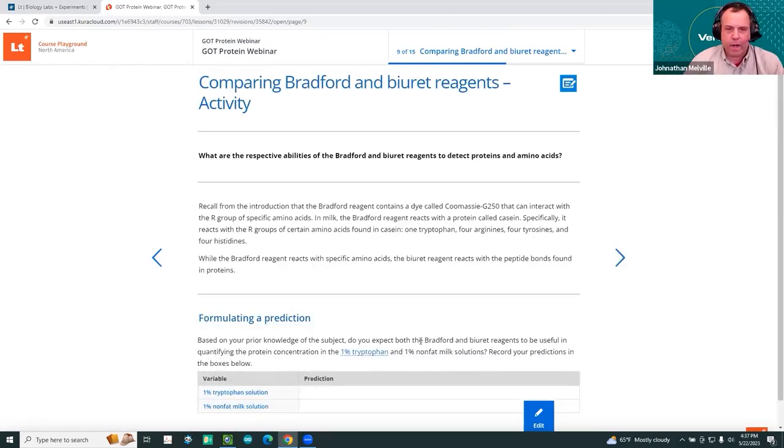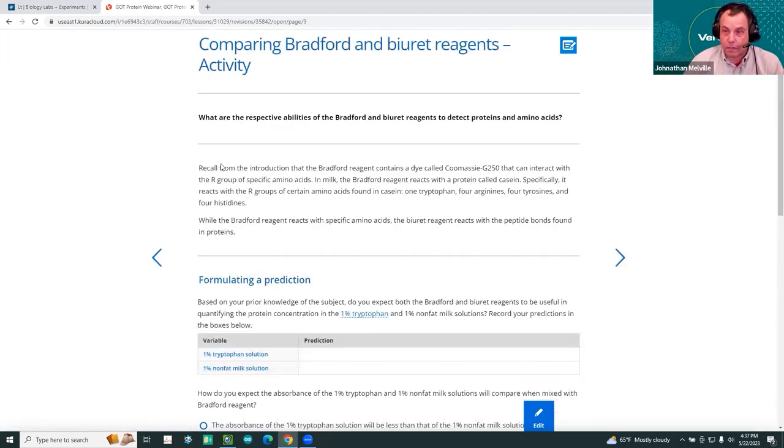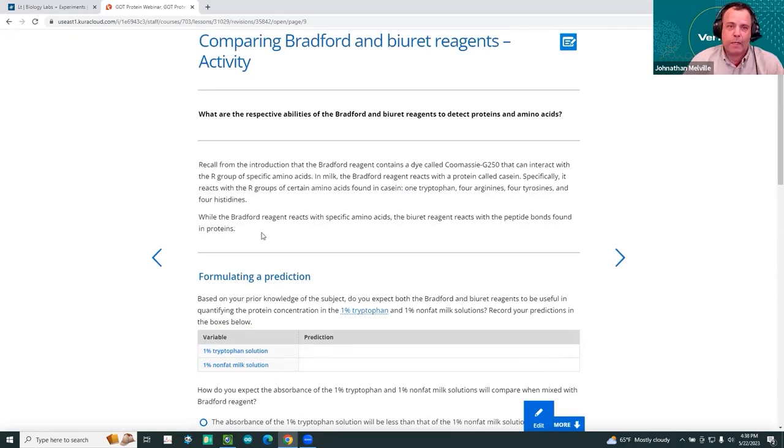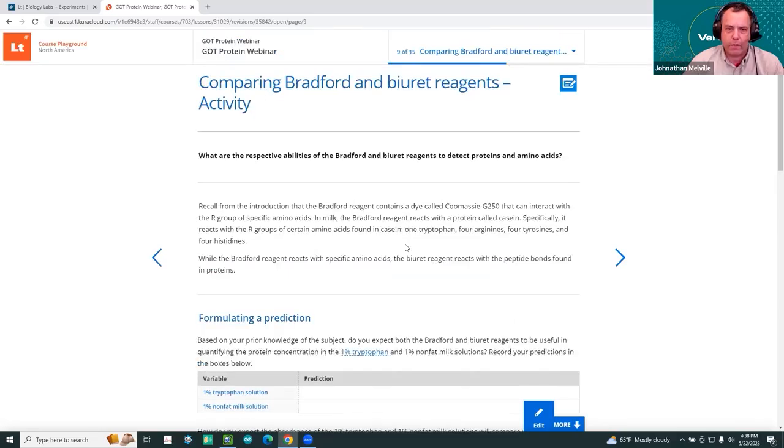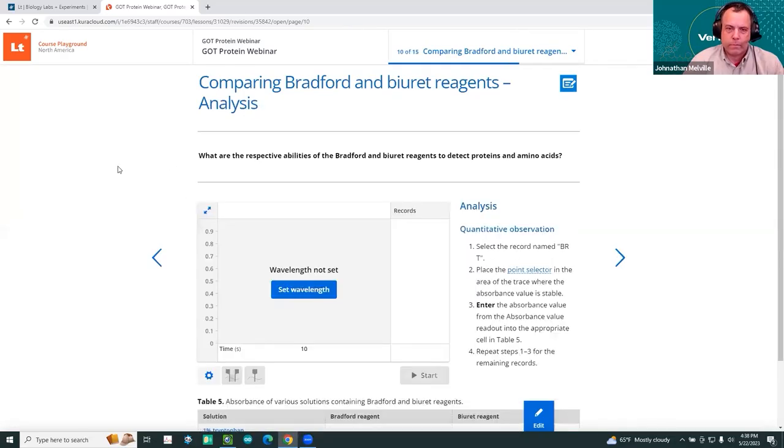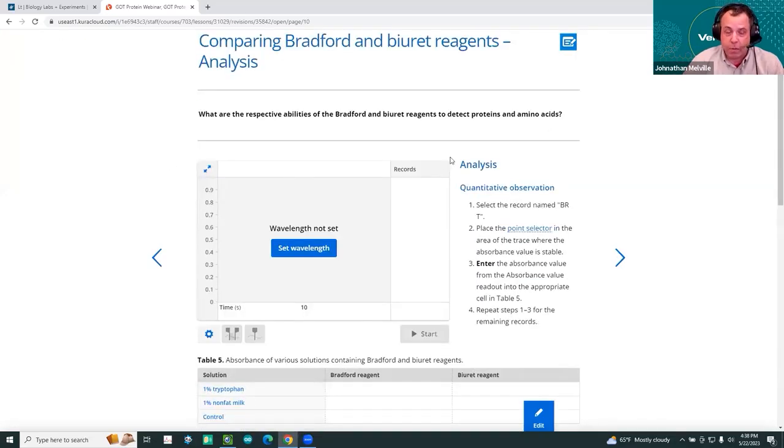So the other thing that I wanted to get to really quick is there's some other activities in here. You can compare the Bradford reagent to the Bio-Rad reagent. And that's just an activity. One thing that Haley might tell you is that you could get rid of this activity if you don't want it. Like, you could erase it, get rid of it.